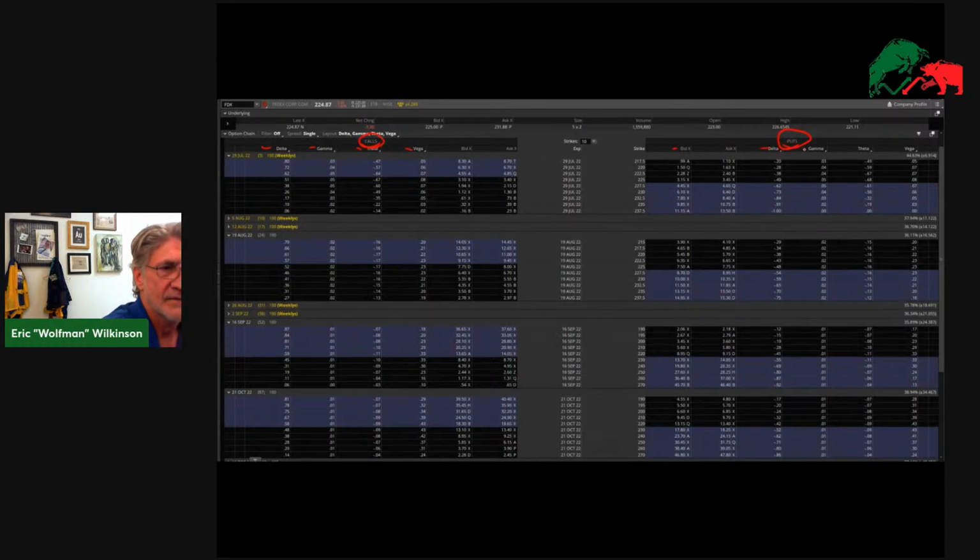Whoops, bid-ask, right? All of those still there. Delta, positive for the calls, negative for the puts, right? Gamma, we know gamma goes with delta. Theta is the thief. Look how aggressive theta is.